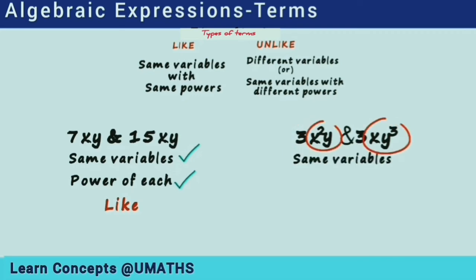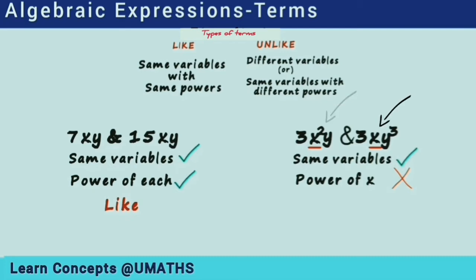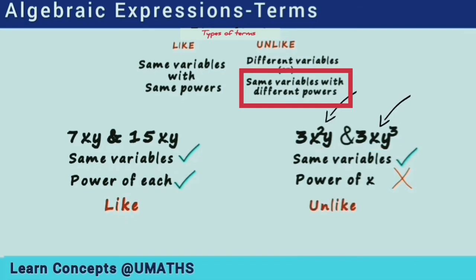First, check with the variables. Both the terms here have the same variables x and y. Now let us compare the power of each of the variables. Let's look at the power of x first. In the first term it's 2 and in the second it's 1. It's not the same. Even though the variables are the same, the powers are not equal, so they are unlike terms.